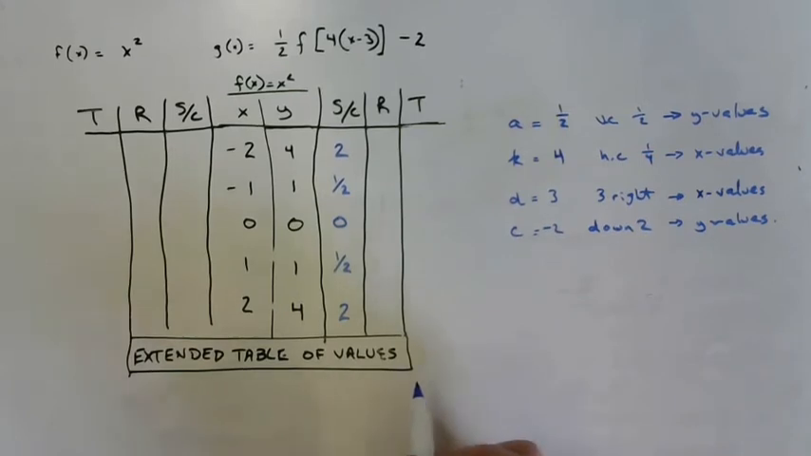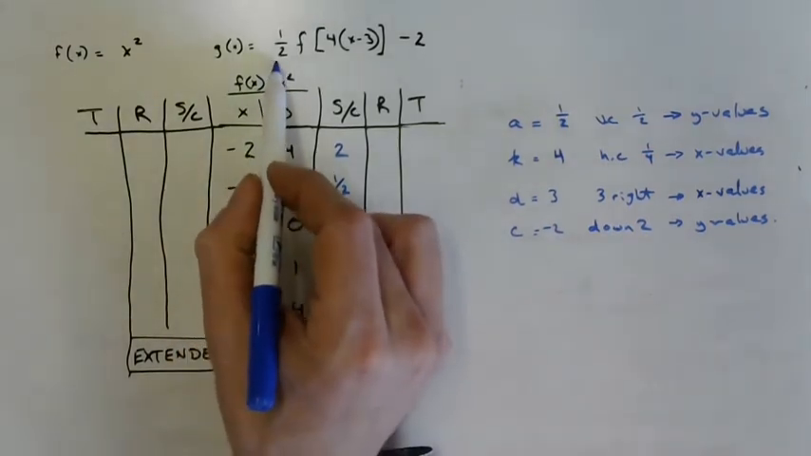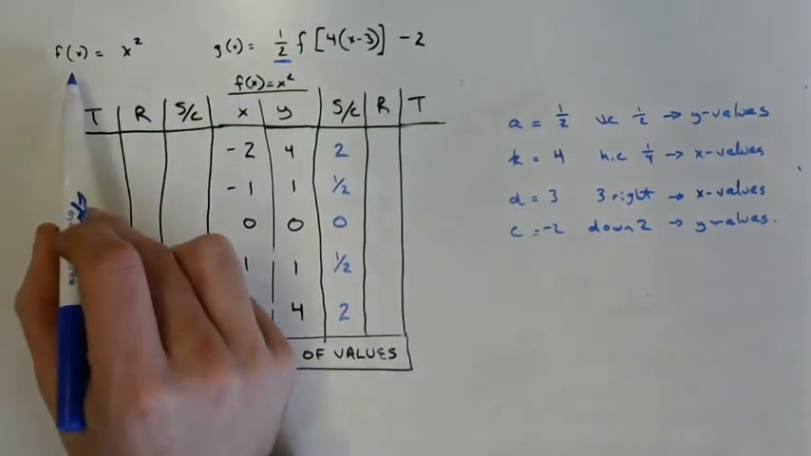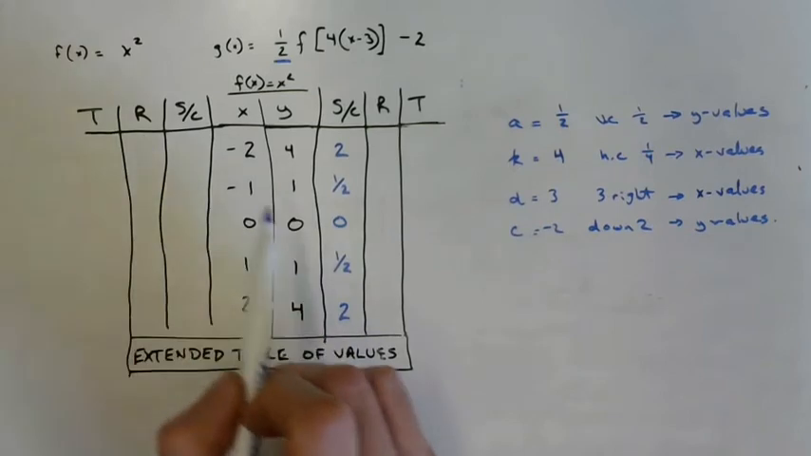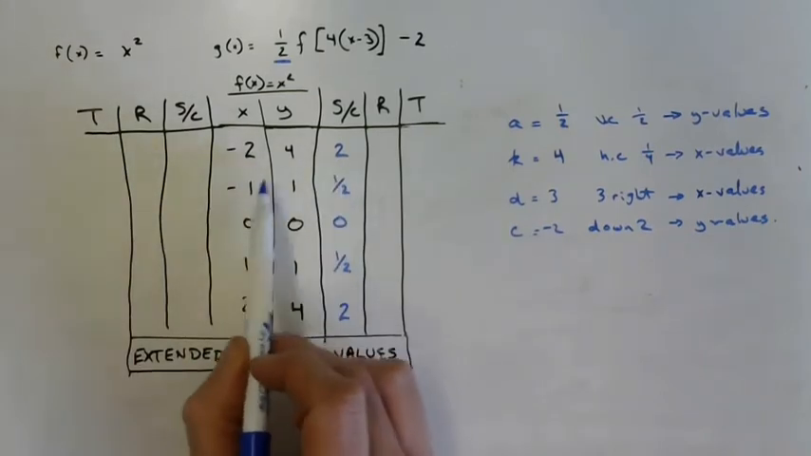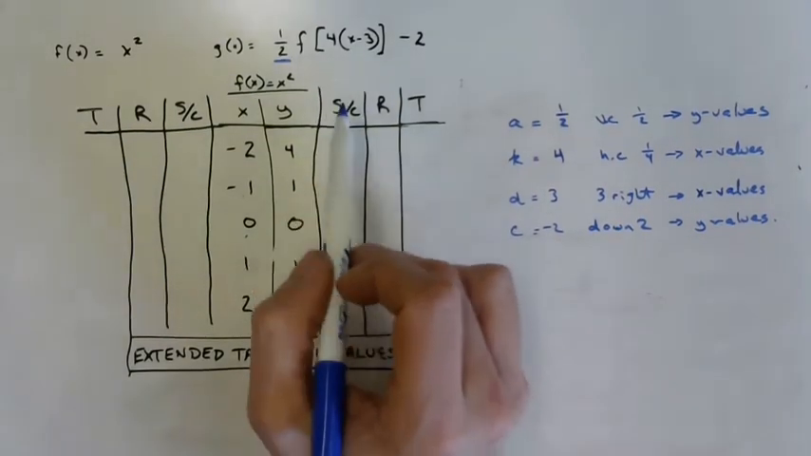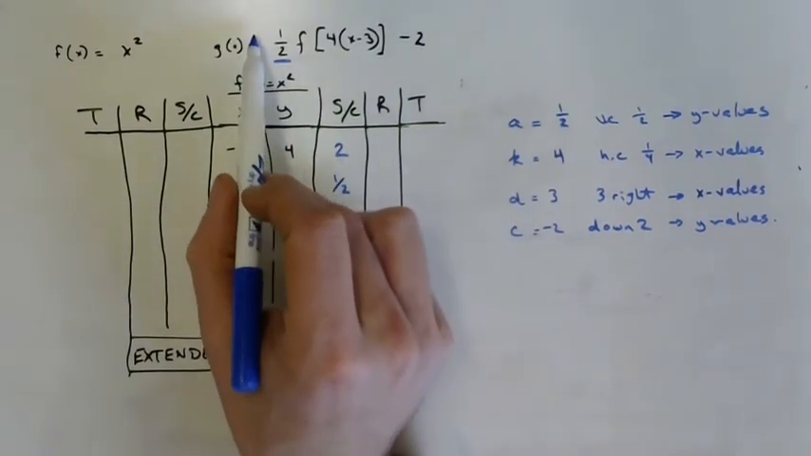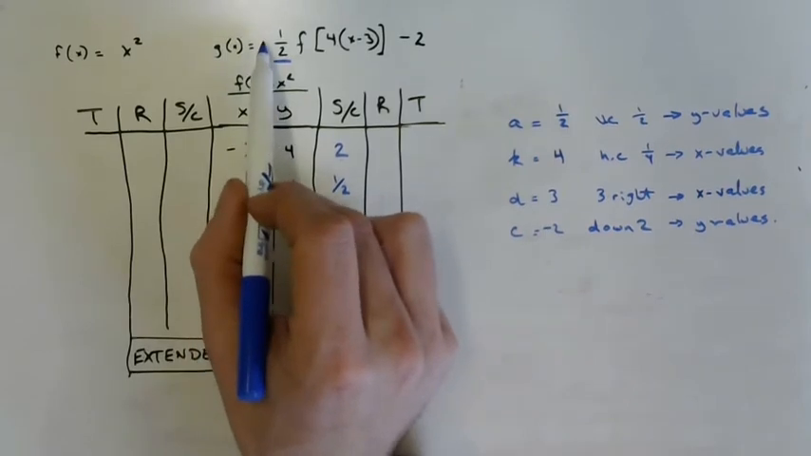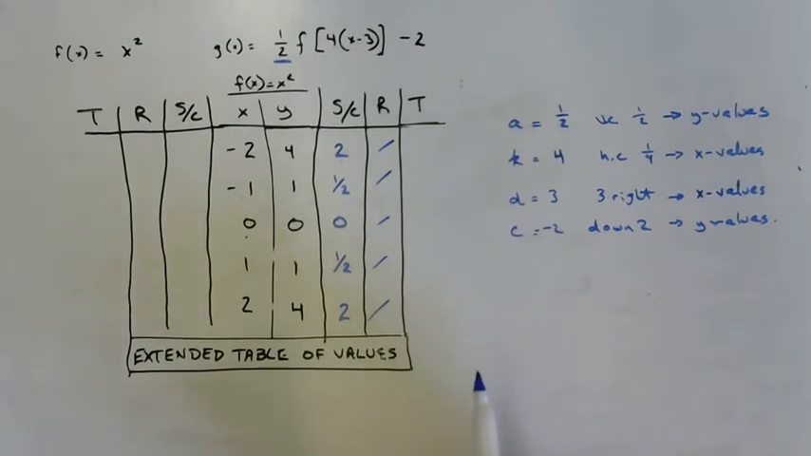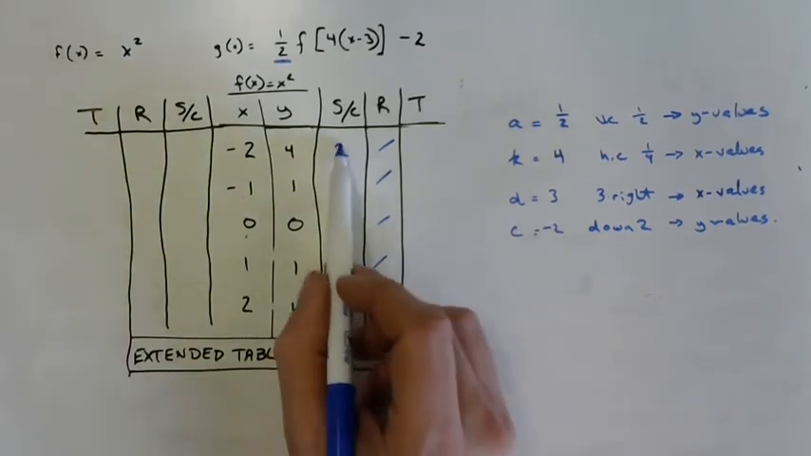Now we have applied just this transformation. So if none of these other things were here, if it was just g of x equals 1/2 x squared, we'd be done. X, y, x, y, plot your points, graph it. Done. But there's more here. Is there a vertical reflection? Is there a negative sign out here? No. So I'm just going to wipe out that column. No change. That means this is still my y coordinate.